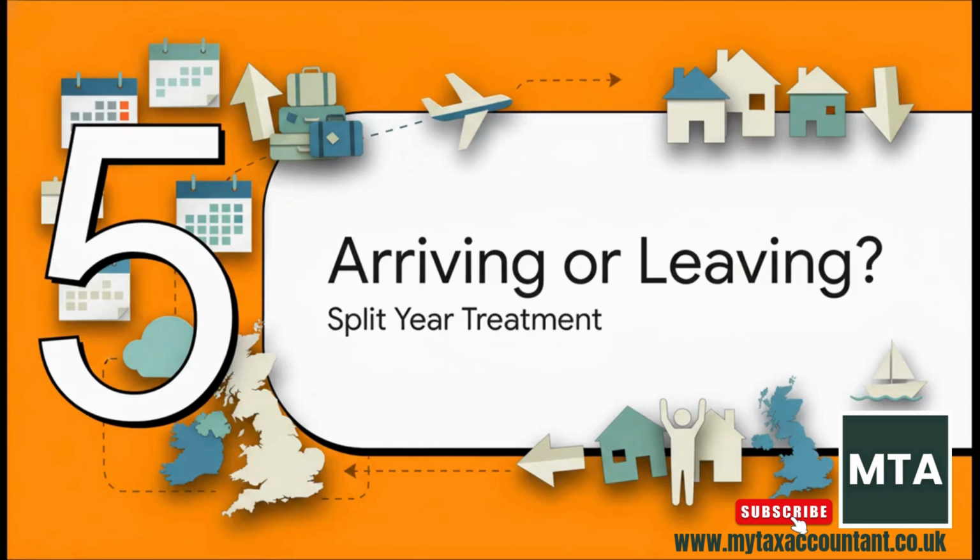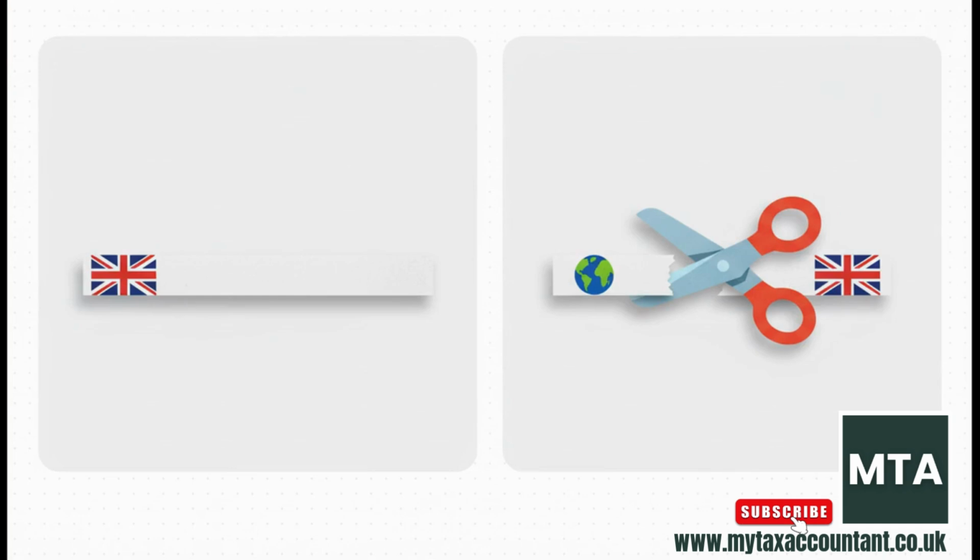So what happens if you move to or from the UK partway through the tax year, which runs from April 6th to April 5th? Are you on the hook for the entire year? Not necessarily. This is where a really important rule called split year treatment comes into play. And the benefit of this is just huge. Without split year treatment, if you're a UK resident, you're a resident for the entire tax year. That could mean paying UK tax on your worldwide income all the way back to the previous April, even before you'd set foot in the country.